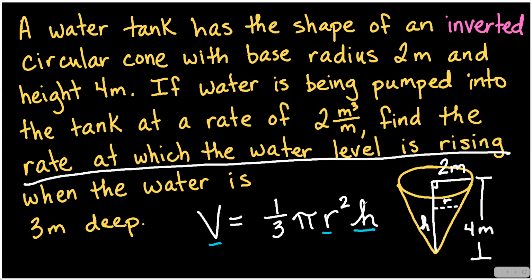I'm going to go ahead and try and get rid of the radius because I'm really worried about the rate at which the level is rising. So I'm really worried about the height. That's really what I'm focusing on in this problem, is trying to solve for the change of the height with respect to time. Okay, so let's start off with our formula then. So our volume, which is 1/3 pi r squared h.